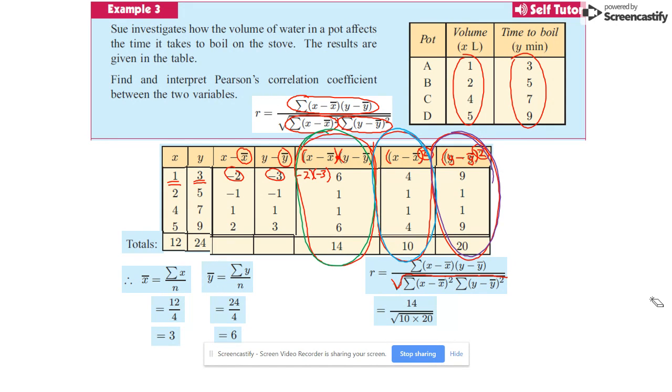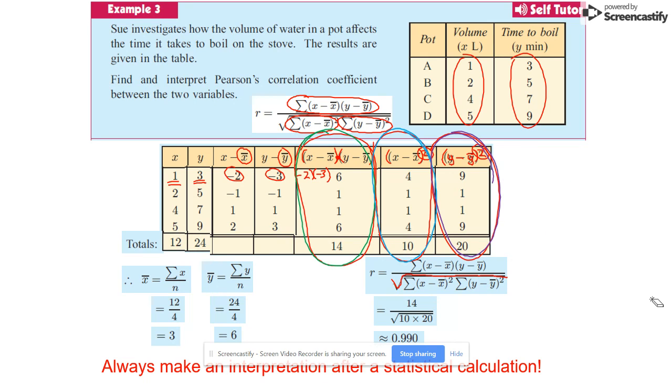So there's again, plugging in the sums, making that calculation, and we end up with 0.990. That is very, very close to 1. It's positive, so that means the direction is positive. So as you increase the volume of water, the time it takes to boil also increases, and it's a very strong relationship. That is almost next to 1. It's not quite perfect, but it's almost.